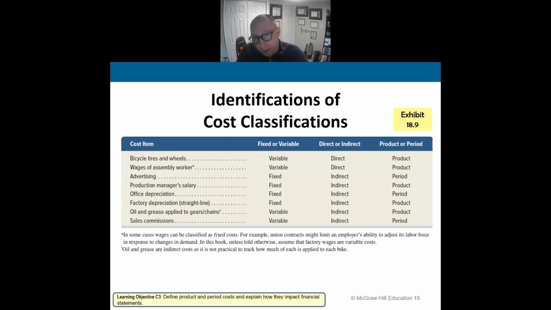Production manager's salary. Manager salary. It's a fixed cost, doesn't change. It's indirect. It's a part of that factory overhead thing we talked about earlier. The reason why it's indirect is because the manager's not building the bicycles. He's managing the people that do that. And it's a part of the product cost because it's associated with factory overhead.